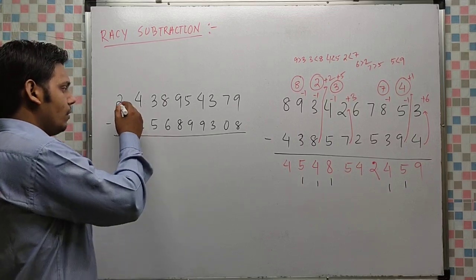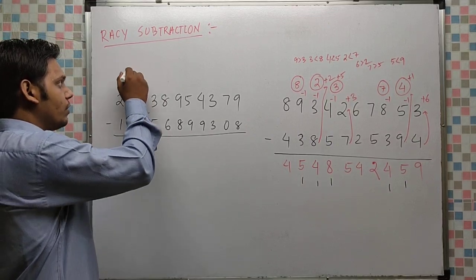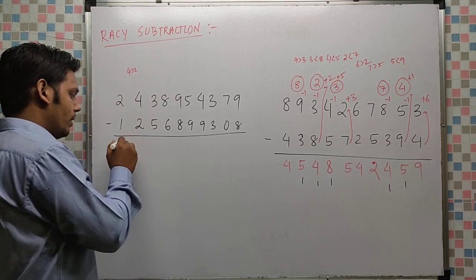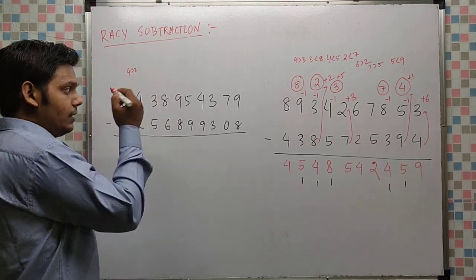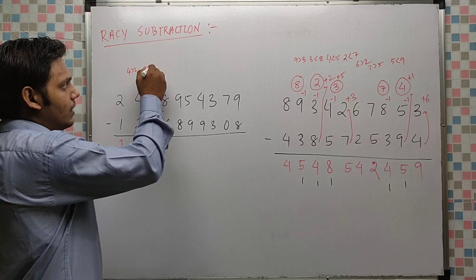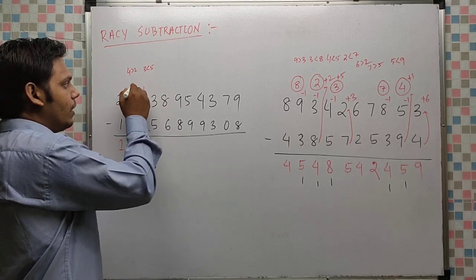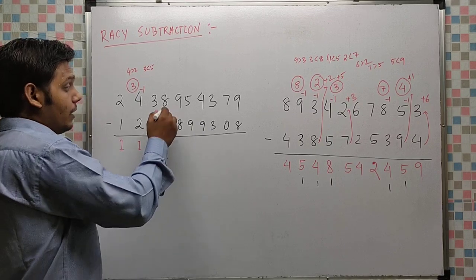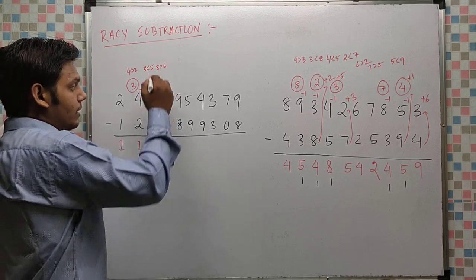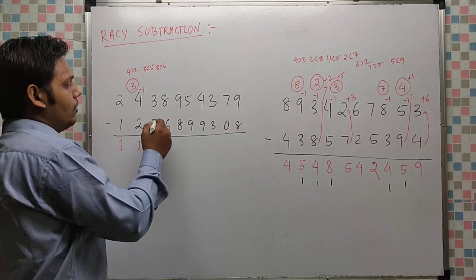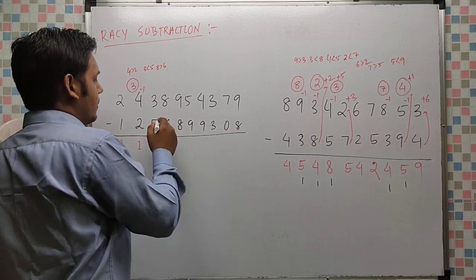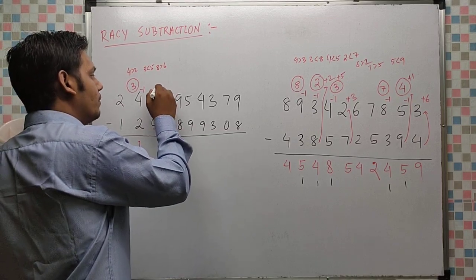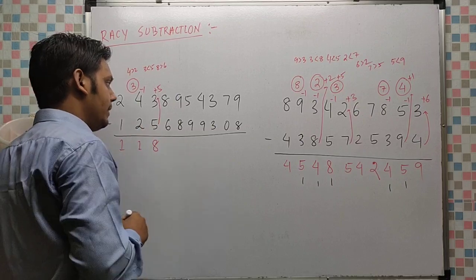Whenever you are going to do this, you have to check. 4 is greater than 2, so 2 minus 1 is 1. 3 is less than 5, so this number will be decreased by 1. Now 3 minus 2 is 1. Now 8 is greater than 6, so what you have to do? Simply add the 5 complement, 3 plus 5, that is 8.